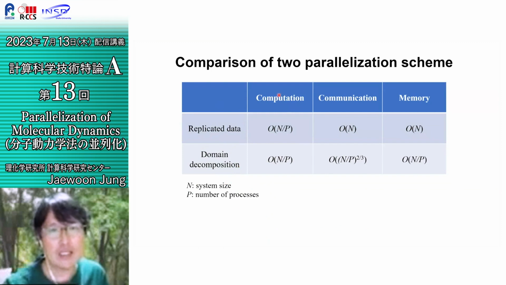In both cases, we can reduce the computational cost by dividing the whole computation by the number of processors. But in the case of communication, domain decomposition can reduce it much more. And also, domain decomposition needs a much smaller amount of memory.